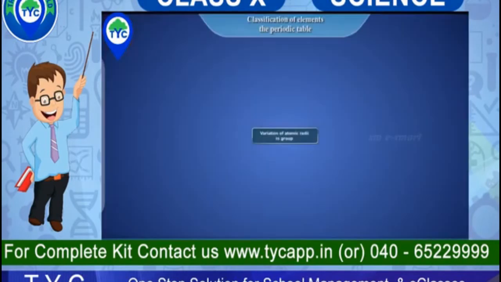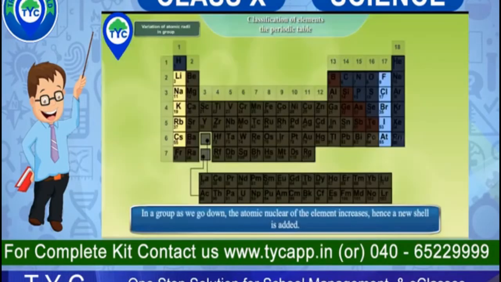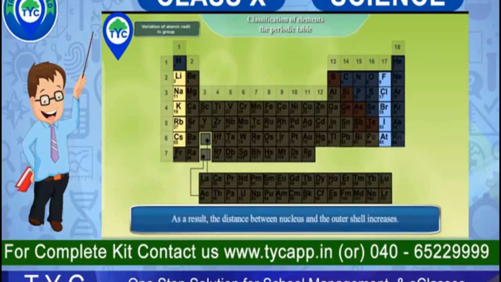Variation of atomic radii in group. In a group, as we go down, the atomic number of the element increases. Hence, a new shell is added. As a result, the distance between nucleus and the outer shell increases. This is the reason why the atomic radius increases as we go down in a group.